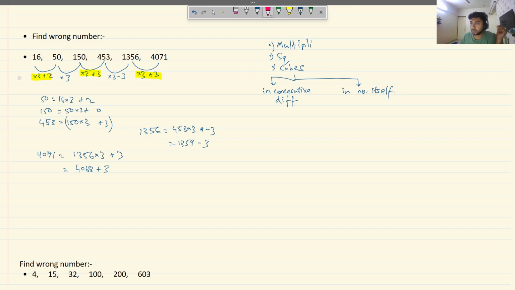So if this is into 3 plus 3, then this number is 51. If this number is 51, then 51 into 3 is 153, minus 3 will give me 150. So into 3 minus 3, yeah, makes sense. So alternately, into 3 plus 3 is going and into 3 minus 3 is going. That's the pattern.